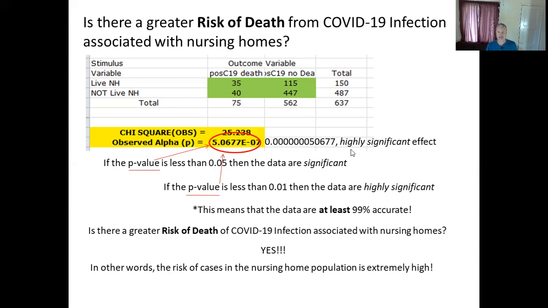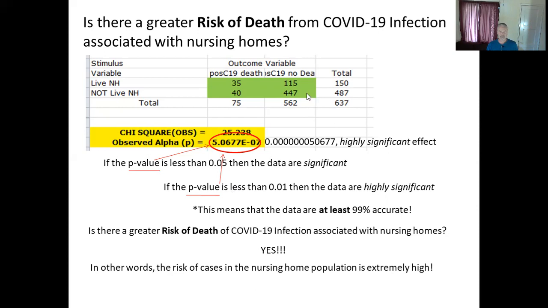Okay, so we have highly significant data. What does this mean? We asked the question at the beginning, is there a greater risk of death of COVID-19 infection associated with living in a nursing home? And these data answer the question with a resounding yes. We have a highly significant difference between living in a nursing home and not.